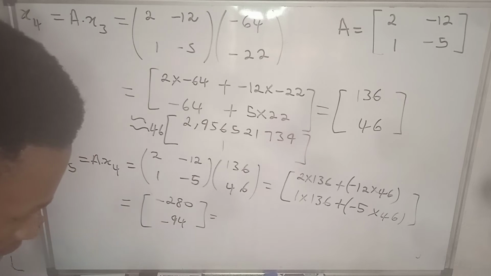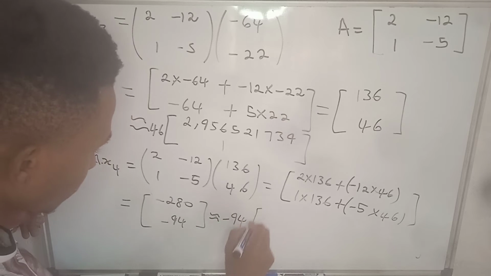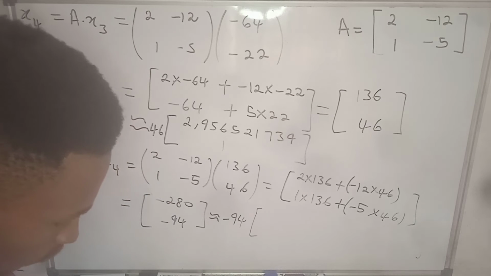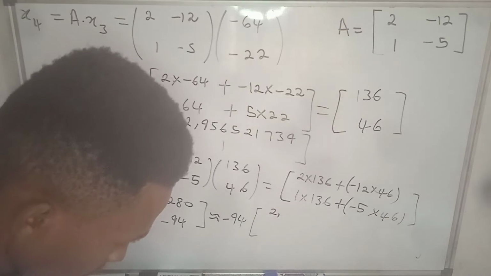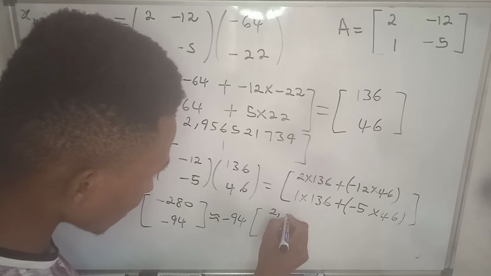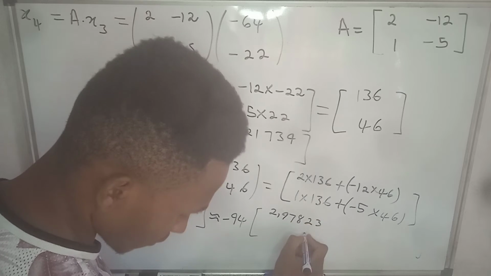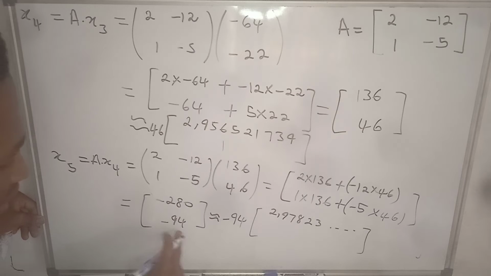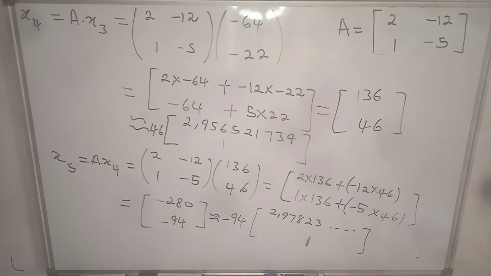And this can be approximated to be minus 94. So if I divide minus 280 by minus 94, I'm going to get 2.97823. And if I divide 94 by 94, it's just 1. So this was our fifth iteration.